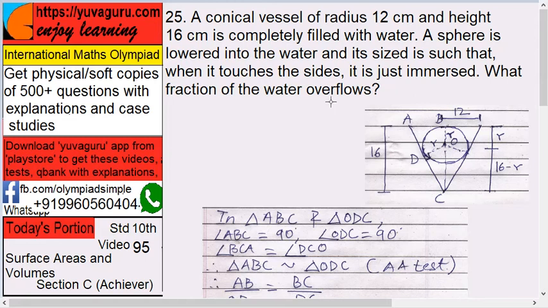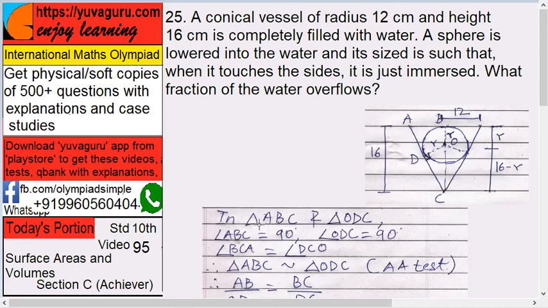So what is the fraction of water which overflows? Because of this sphere, some water will flow out. What is that fraction? Let's find out. Name these A, B and C and D as shown, perpendicular. AC is a tangent to the sphere of radius R. We know 12, we know 16, and we know this as R. So from the center of the sphere to the apex of the cone, it will be 16 minus R.